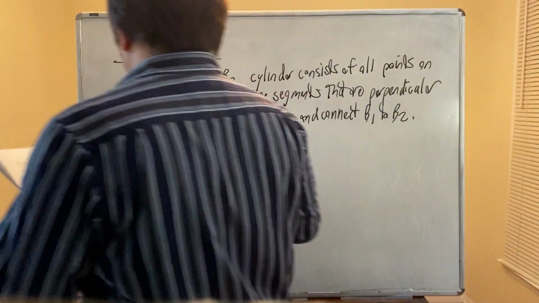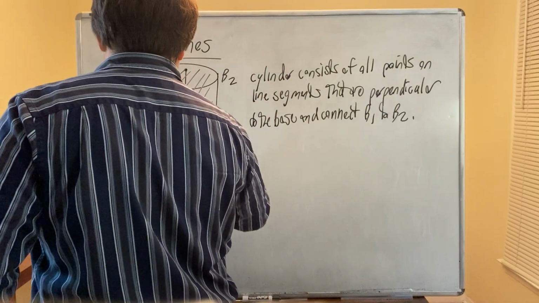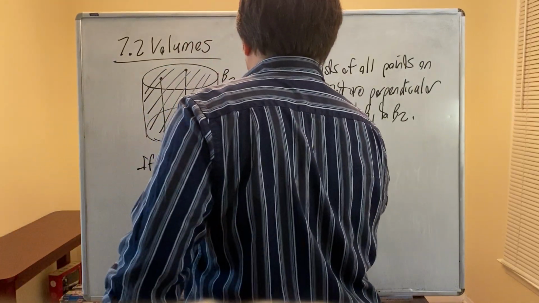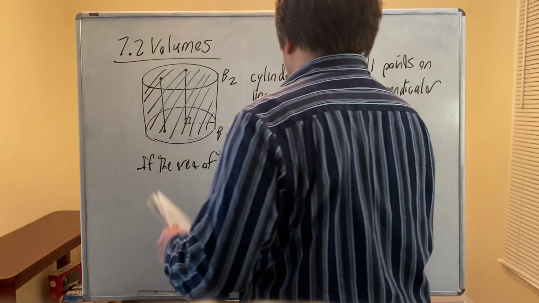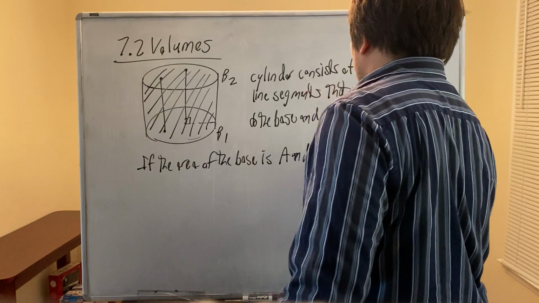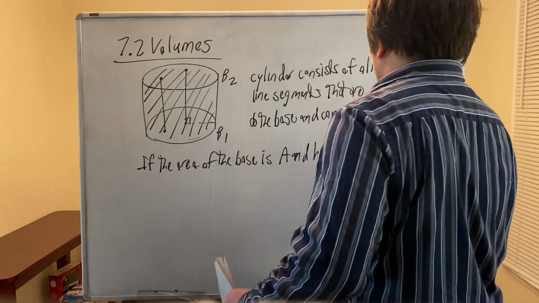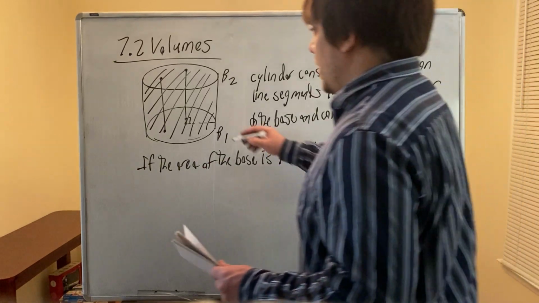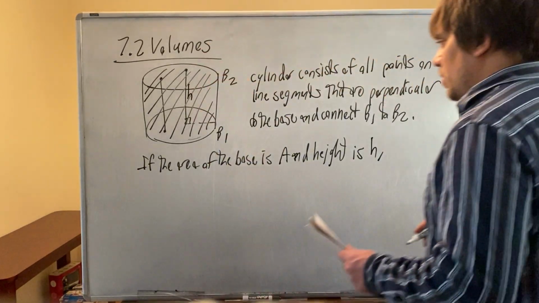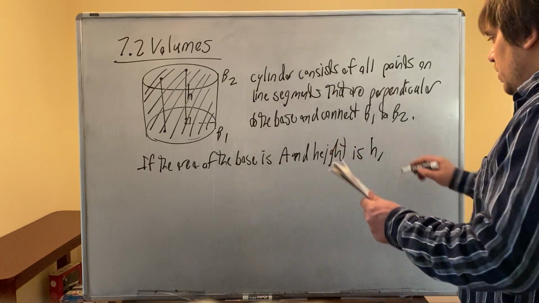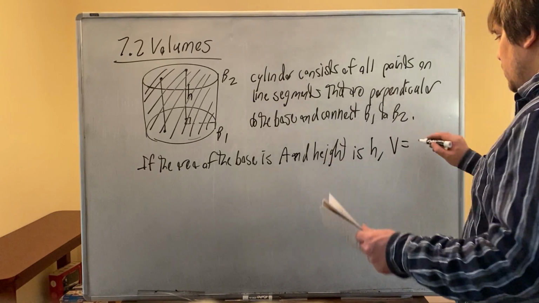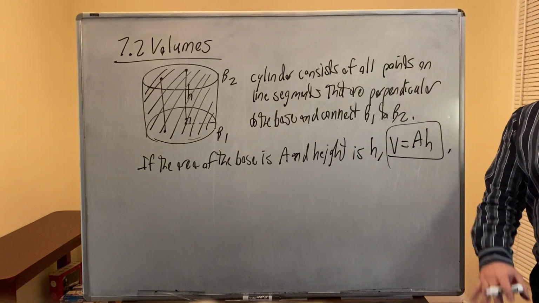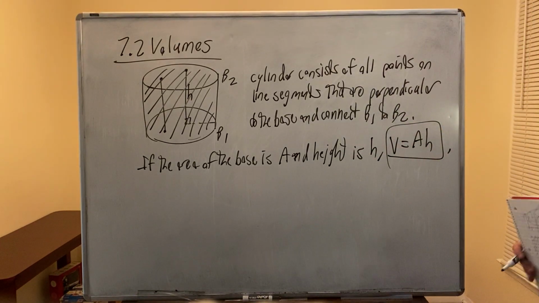Okay? So if the area of the base is capital A, and the height of the cylinder is little h, meaning the height from B1 to B2 is h, the volume of that cylinder is equal to A times h. So the volume of the cylinder is equal to the area of the base times its height.